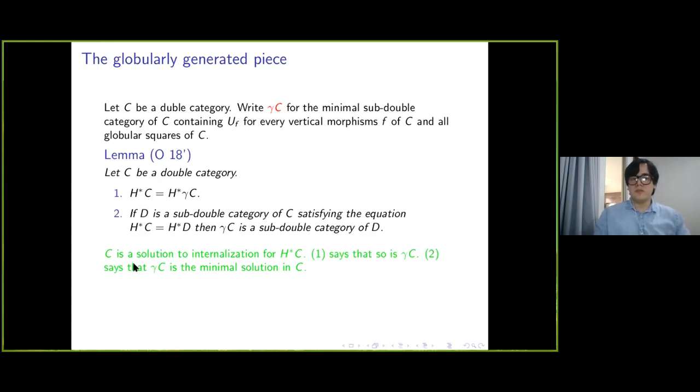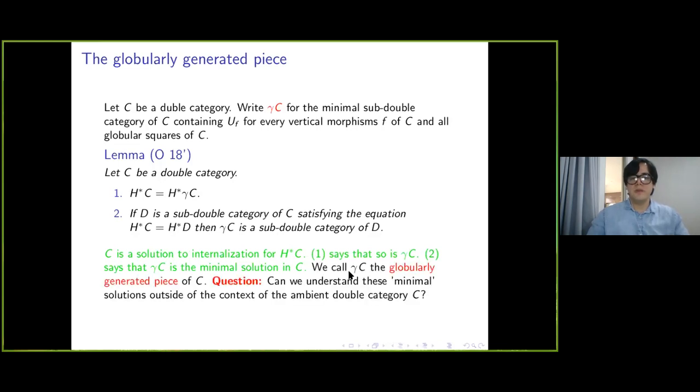Yeah, so C is a solution to the internalization problem for the decorated horizontalization of our double category C. Number one says that so is this smaller double category gamma C. And two, this says that gamma C is the minimal solution contained in C. We call gamma C the globularly generated piece of C. So it's a sub-double category generated by globular squares. So it's the minimal double category that contains all the squares.